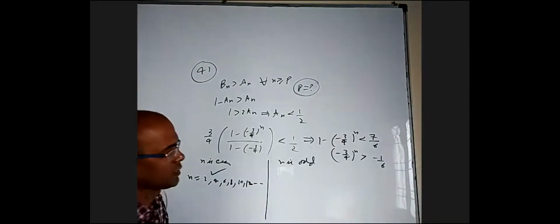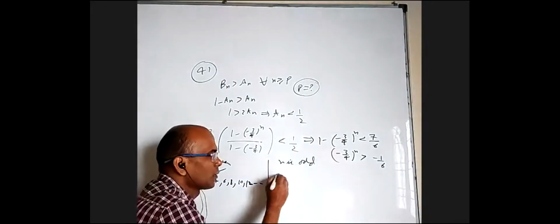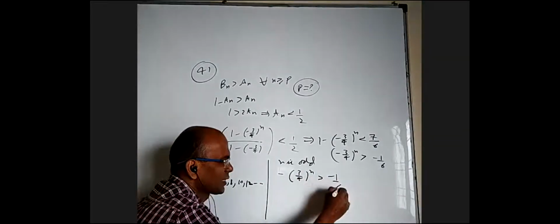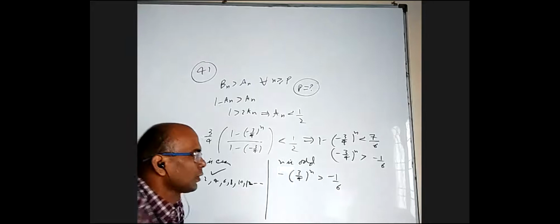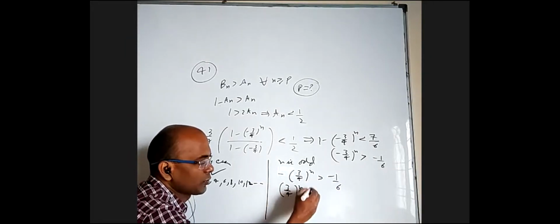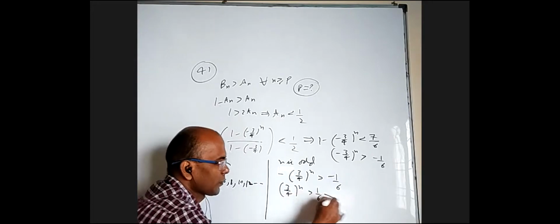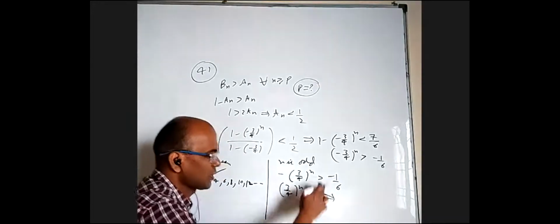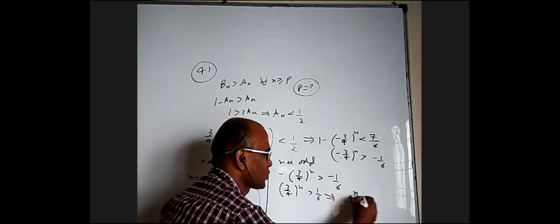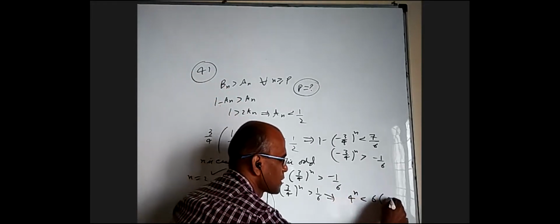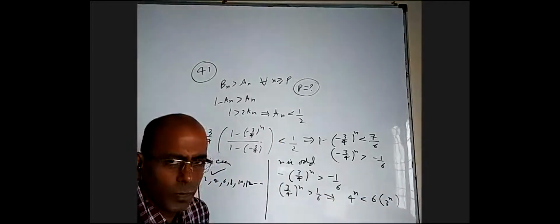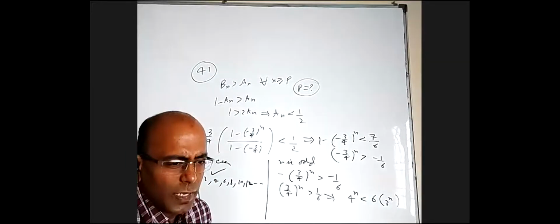Okay, so what is that? If n is odd, it will become minus 3 by 4 whole power n, and minus will become common, greater than minus 1 by 6. Now when the minus signs cancel, the inequality changes: we'll get 3 by 4 whole power n should be less than 1 by 6. If I do cross multiplication, I'll get 4 power n should be less than 6 times 3 power n. I can get 4 by 3 whole power n also. This only can be done by trial and error method.